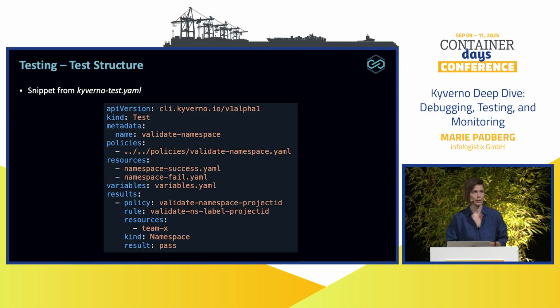Here's a snippet from the kyverno-test.yaml we will use. You see we load at the property policies, the policy we have written, then there are some resources we want to test against. Then there are variables. We need an extra variable file because we load external data from a config map, and our tests need to know this data, so we give the variables with the variables file to the test. And under the property results, we have the test defined where we say which policy, which rule, what resource, and what is the result. And in this case, we have a namespace called team X, which is checked.